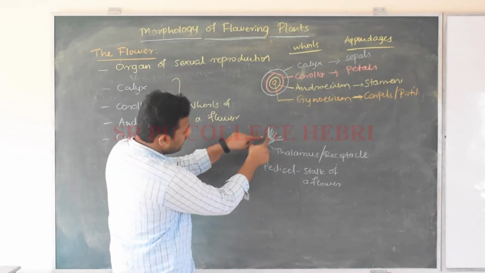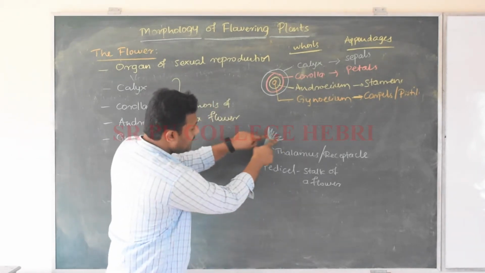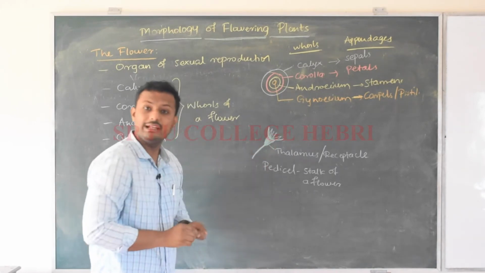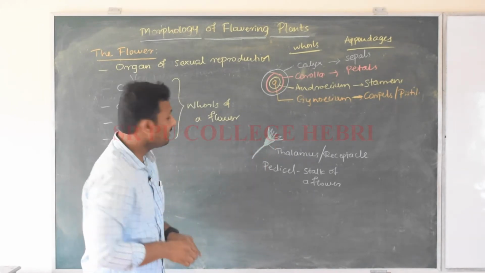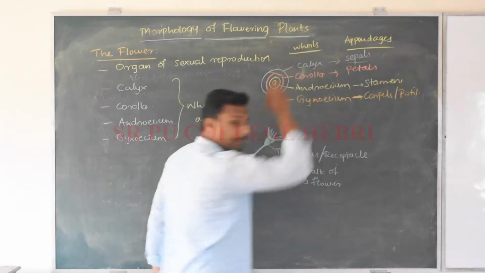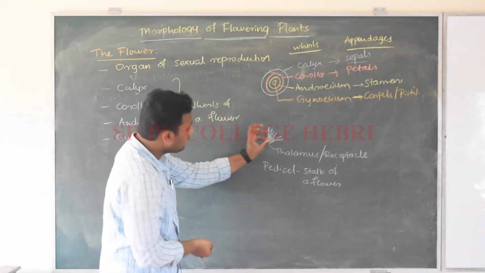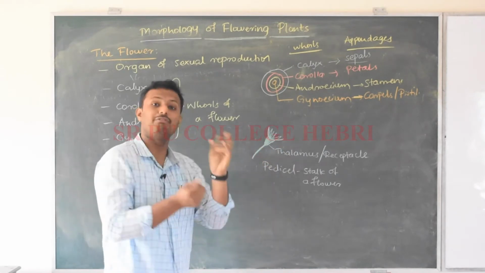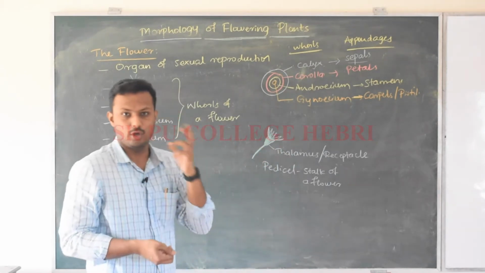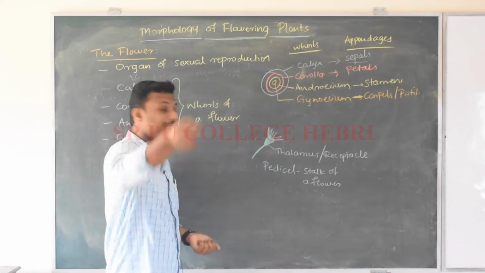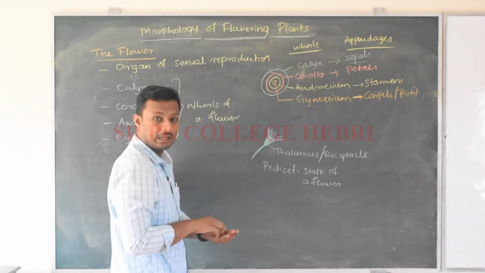Yes, this is the calyx. And the appendages of the calyx, that is each green leaf-like structure here, will be called what? The sepal. Each such leaf-like structure we call a sepal. The entire part consisting of many sepals will be called what? It is called the calyx. And which is the next whorl? Yes, that is the corolla.